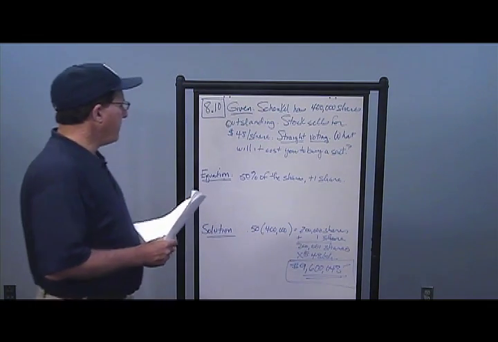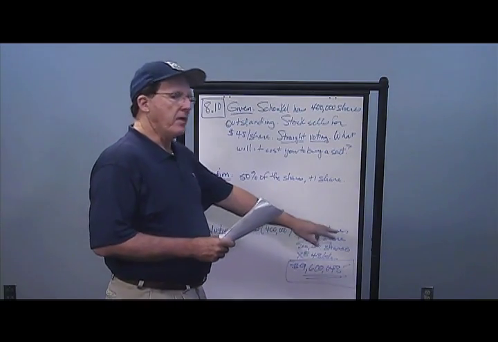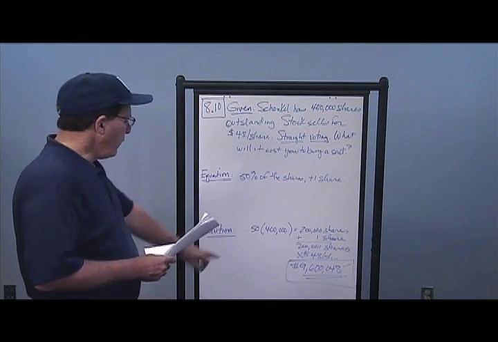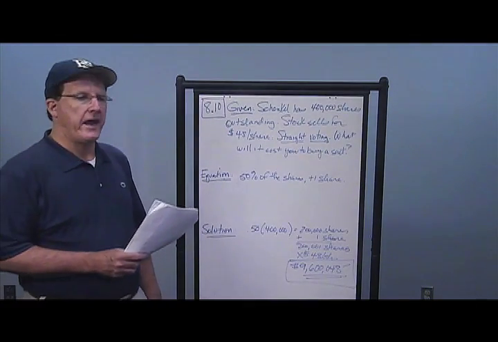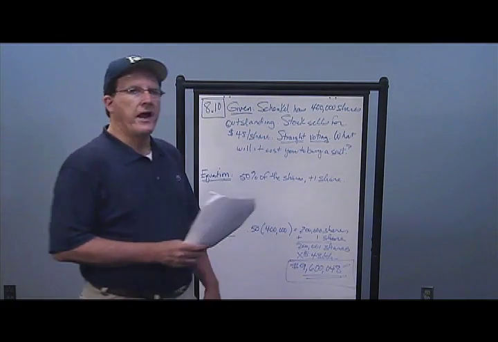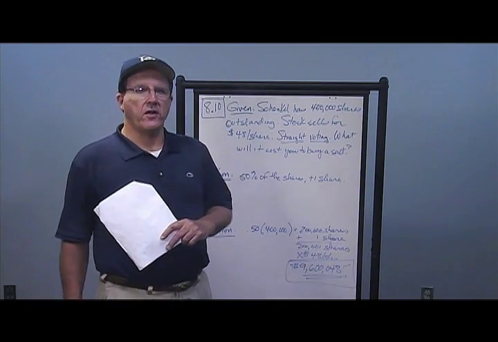50% of 400,000 shares is 200,000 shares, plus one share is 200,001 shares, times $48 a share, which is $9,600,048. So $9.6 million roughly, to buy yourself a seat on the board of Schenkel. That's your answer to problem number 10.